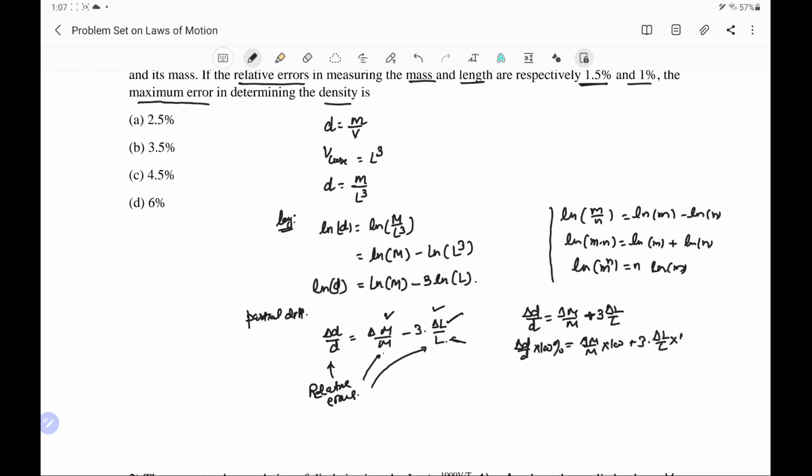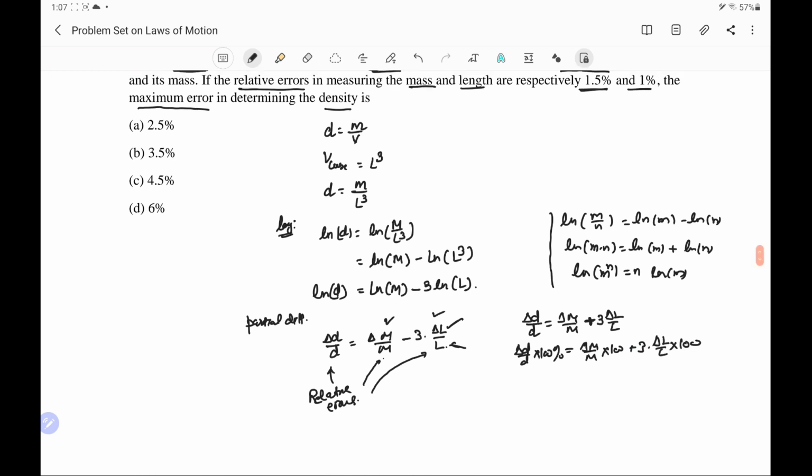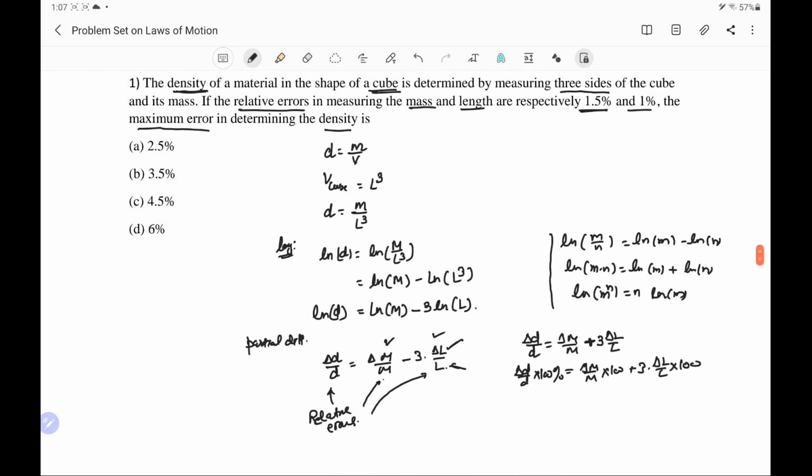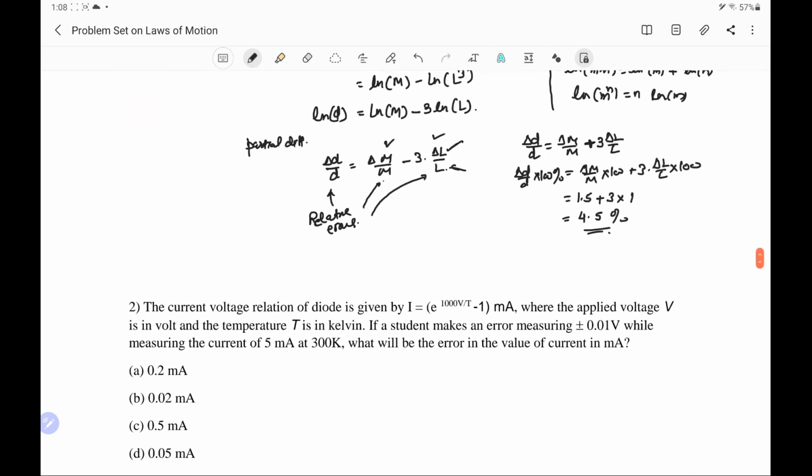Now we are given that percentage error in the measurement of mass is 1.5% and length is 1%. So we put the value here. It is 1.5% plus 3 into, and in length it is 1%. So total is 4.5% is the error in the measurement of density. So option C is the correct option. Next we take question number 2.